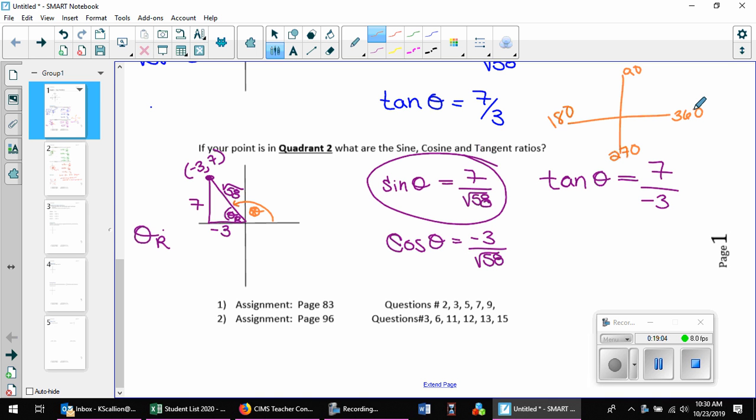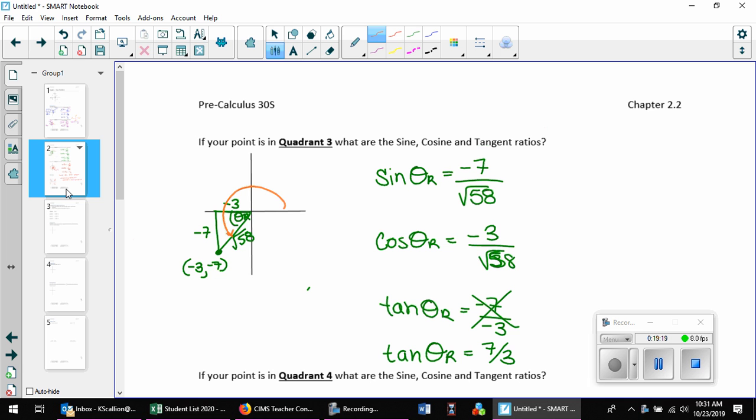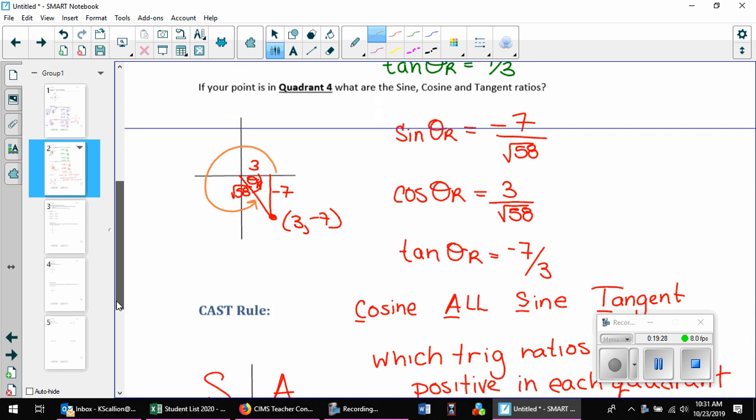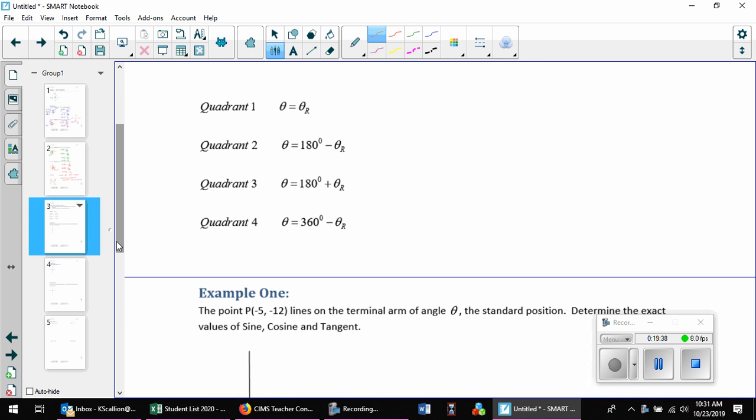So to find the real angle in quadrant 2, I could find this little angle. I know the whole thing is 180. So I just subtract it from 180, right? And then when I go to quadrant 3, I already have 180. So add my reference angle. Okay, and then in quadrant 4, my reference angle would be subtracted from 360, right? Does that make sense? So those are your quadrant rules right here.